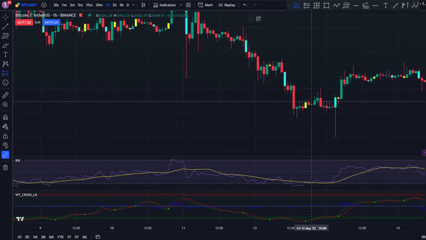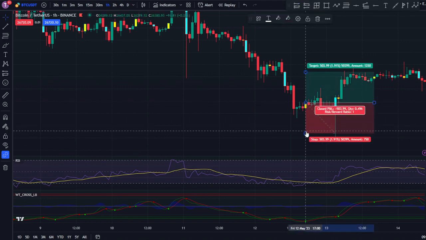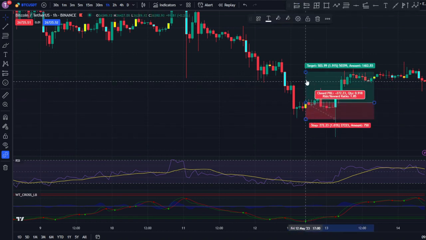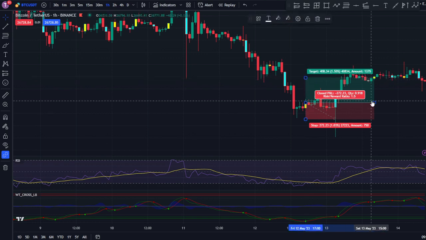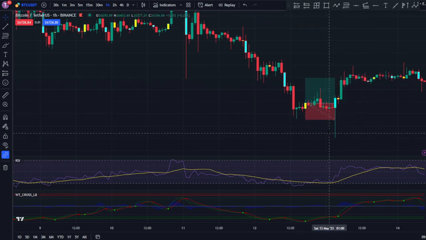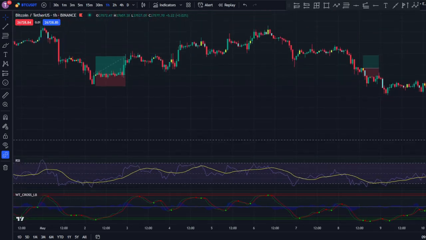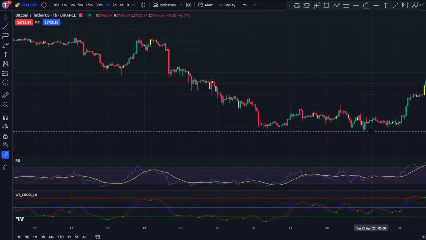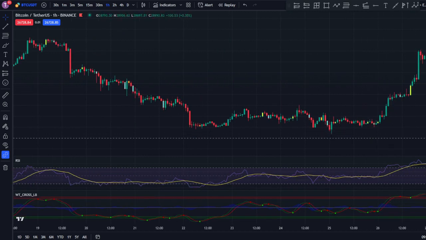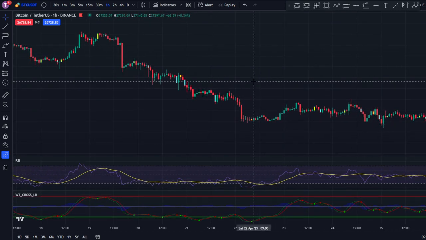So here we have another position. Unfortunately, we end up in a loss because of this wick out. So we have 3 trades ending in 2 losses. So not a very good time to go long right now. So let's look for another trade.